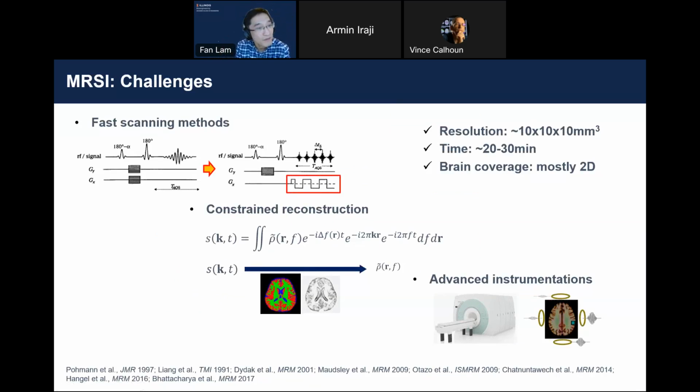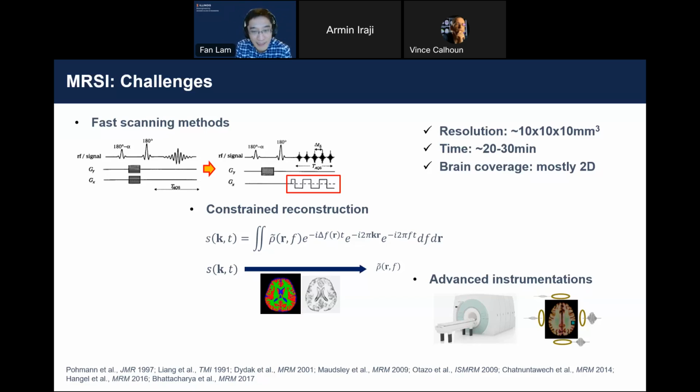ranging from fast sequences, trying to acquire data as fast as possible, and many different constrained reconstruction methods that try to incorporate different prior information to improve the reconstruction of the high dimensional spatial spectral function from limited or noisy k-t space data, and also the development of advanced instrumentation going from 1.5 Tesla to 3 Tesla to even 7 Tesla and higher, and also phased array coils and surface coils to improve the sensitivity of the detection.